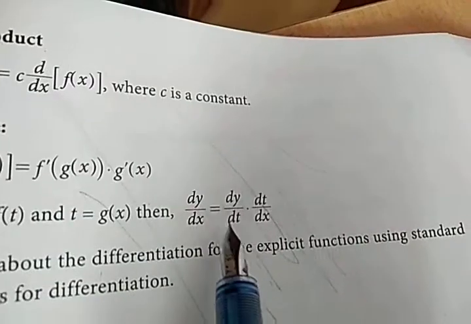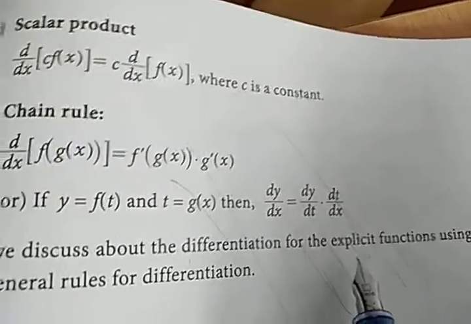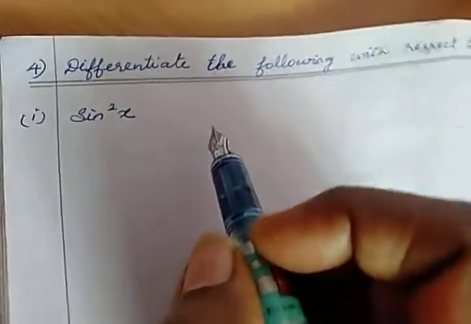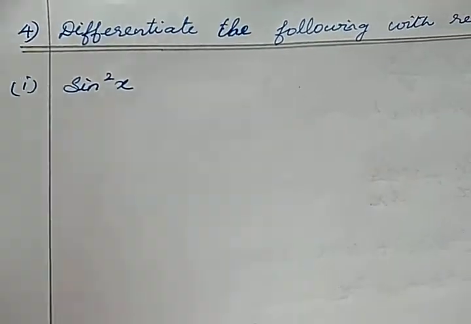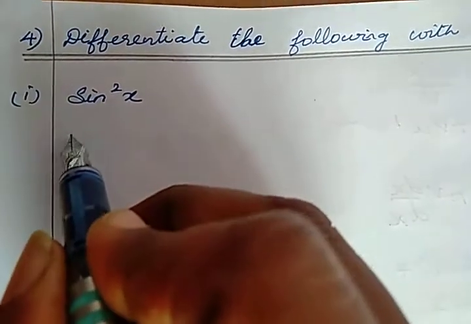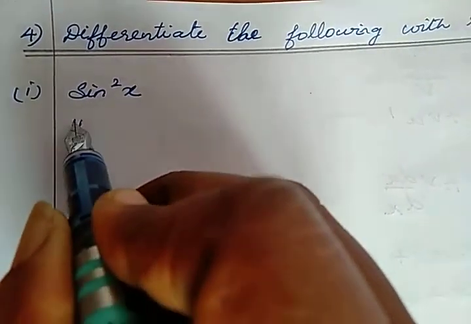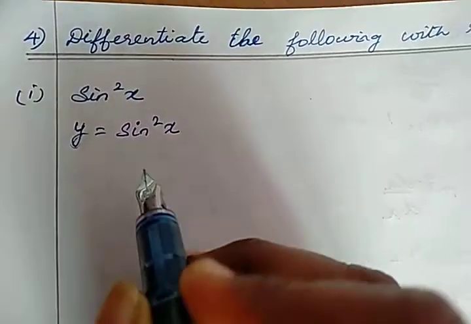This formula is with respect to t, and here in our sums we will be using it with respect to u. Whichever variable we are using, we will be using that formula. Clear children? So first take sine squared x as y. As usual, y is equal to sine squared x.